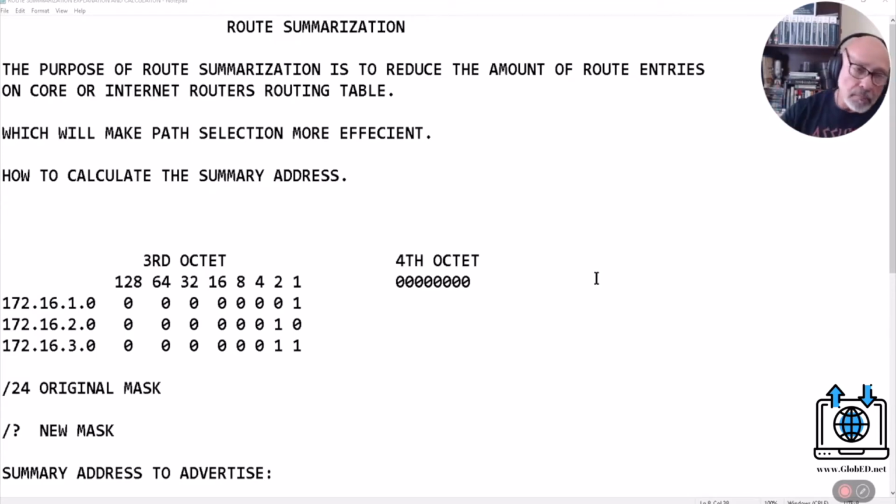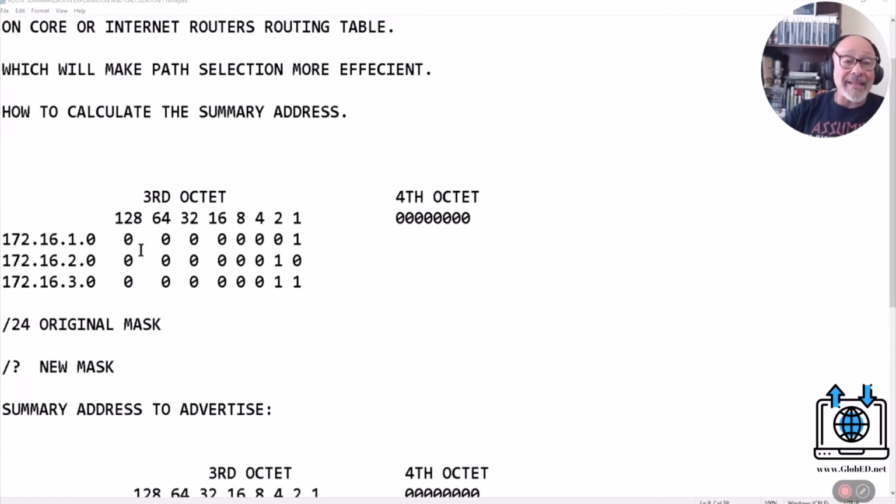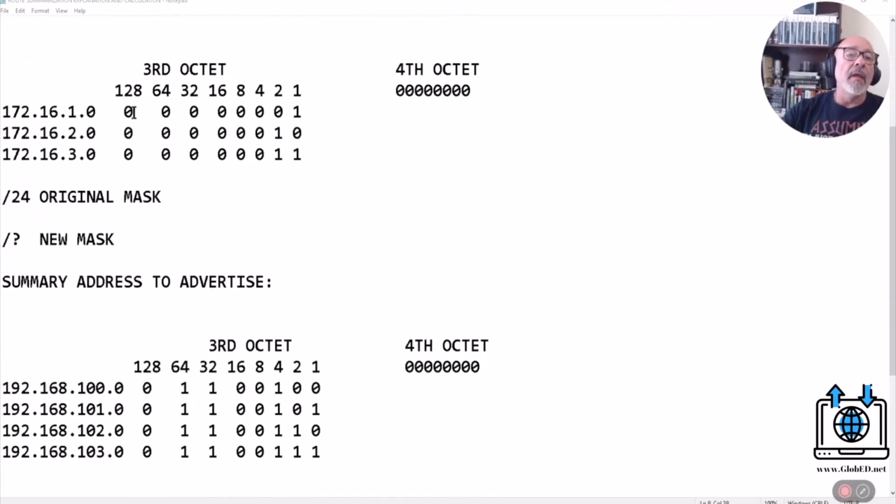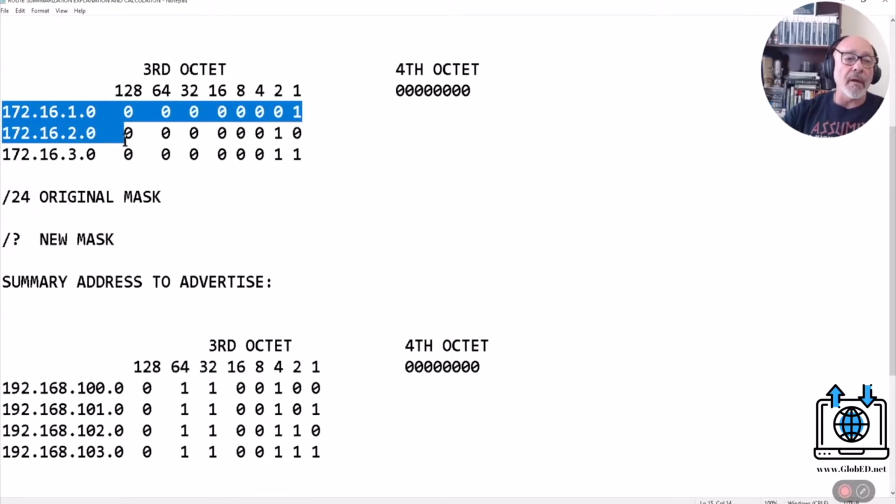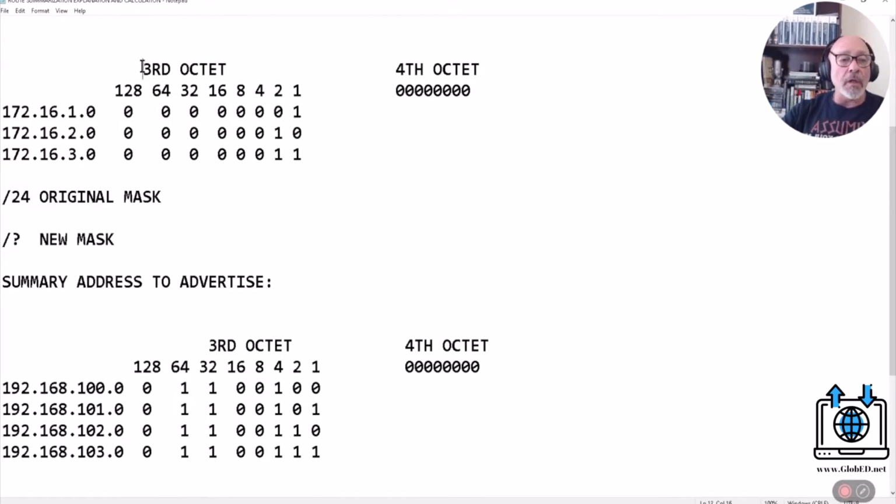All right, so here we have a class B address. Let me bring this down here. All these are class B addresses, and I took the third octet, which is why I labeled this, so you know where I'm working. This would be the interesting octet, because that's where the numbers change. So this is the third octet. I put it already in its binary bit values. I'm not going to bore you to death turning a decimal into binary. I take that third octet because that's the interesting octet, the octet that I want to summarize, and that's where I'm going to be doing all my work.